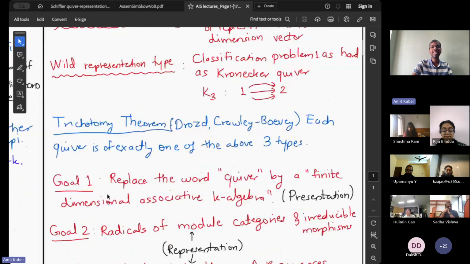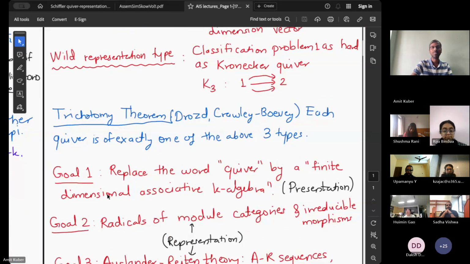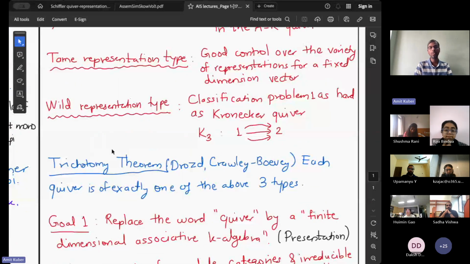So here is our first goal. We have to replace the word quiver by a finite dimensional associative K algebra. Quivers have an associated algebra, which is the path algebra. We'll see that soon enough.